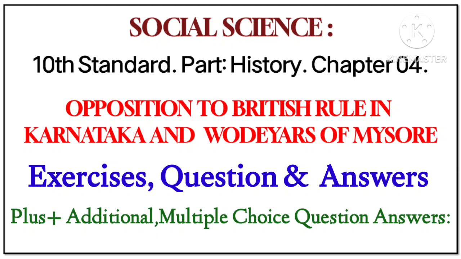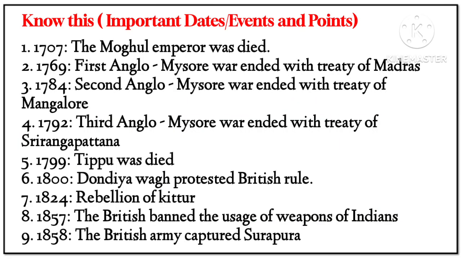Social Science, 10th Standard, Part History. Chapter 4: Opposition to British Rule in Karnataka and Wodeyars of Mysore. Exercises, questions and answers, plus additional MCQ questions and answers. Know this: important dates, events and points.